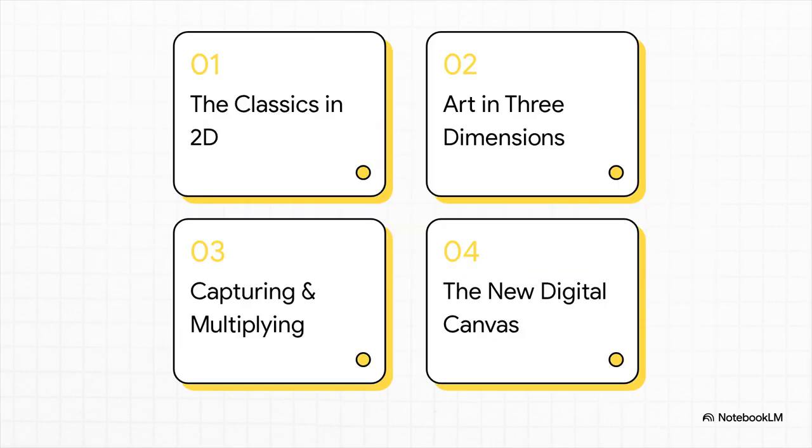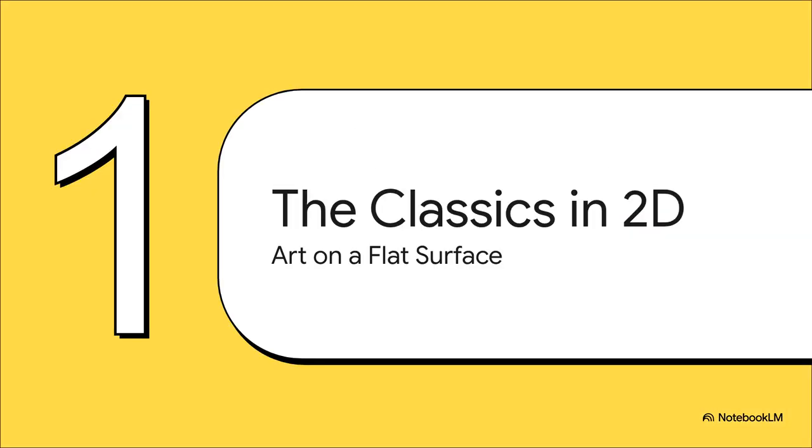So here's our game plan for this explainer. We'll start with the classics, the 2D stuff. Then we'll see what happens when art jumps into 3 dimensions. From there, we'll get into capturing and multiplying art, and we'll wrap things up on the cutting edge with the new digital canvas. All right, first up, let's get into the most familiar territory for most of us, right?